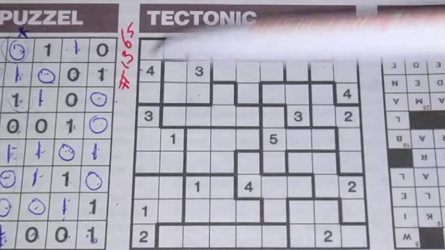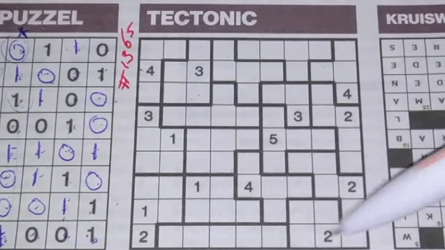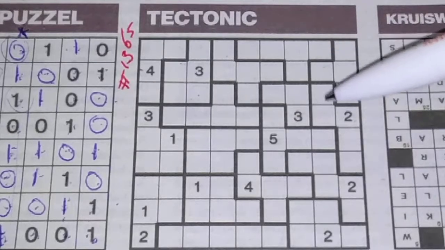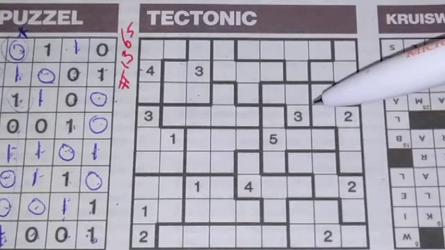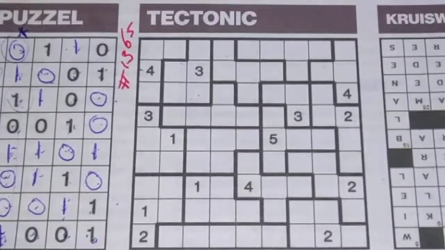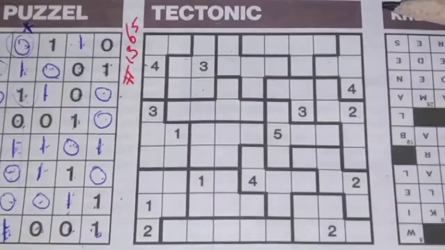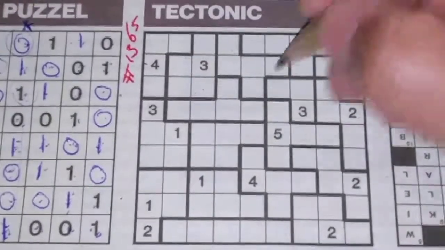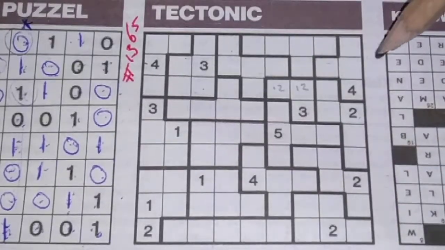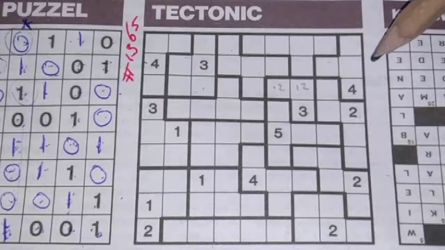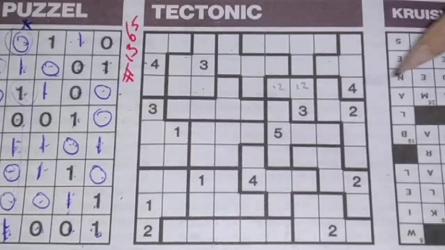And I'm scanning. Do we have a single box? No single box. Do we have a dual box? No dual box. Do we have a triple box? Here we have a triple box. The triple box, the 1, 2 and a 3. The 3 is already filled in. So these two boxes will be the 1 and the 2.